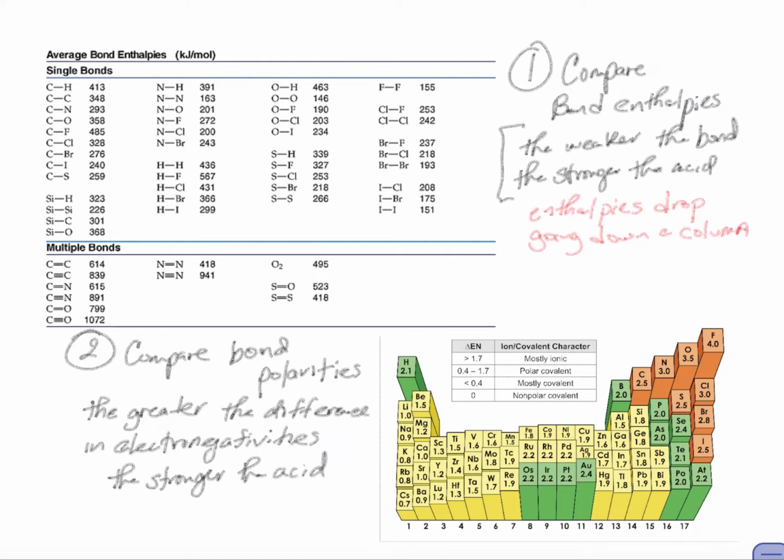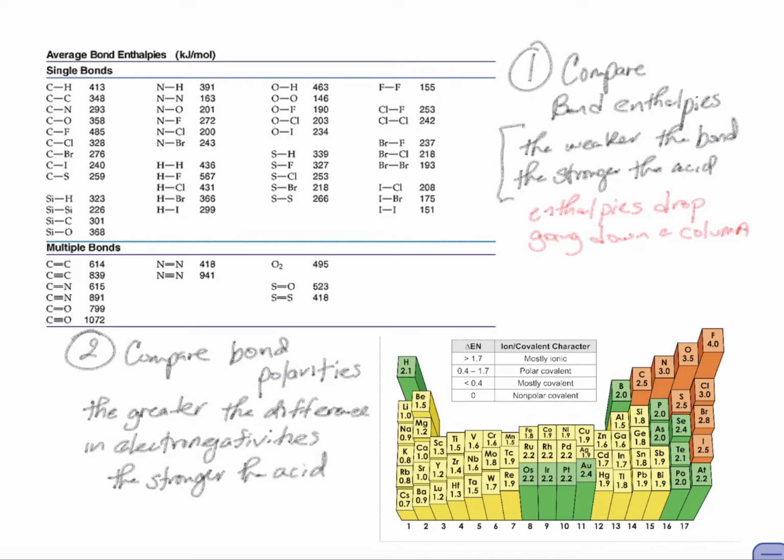All right, so right here I've just got a table of bond enthalpies, and we're only interested in hydrogen and something else. And you could look up something specific if you had a specific atom that you're looking at that hydrogen is bound to, and the ALEKS data tables would be a good place to look for those bond enthalpies. So the weaker the bond, the stronger the acid's going to be. Another rule of thumb is as you drop down the column, those enthalpies are going to drop also. So you're going to get a weaker and weaker bond as you go down the column, which means you're going to get a stronger acid.